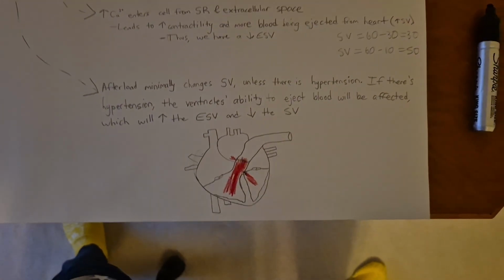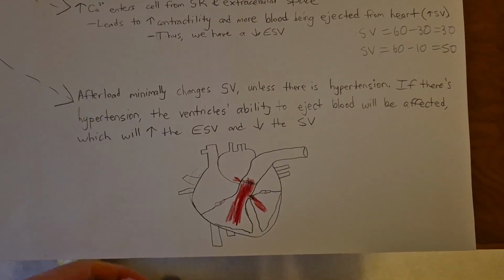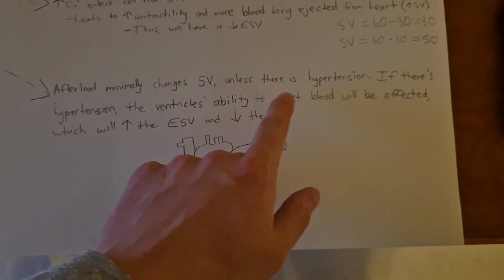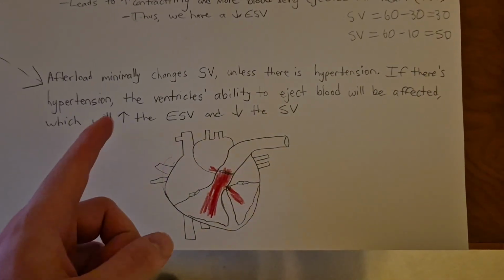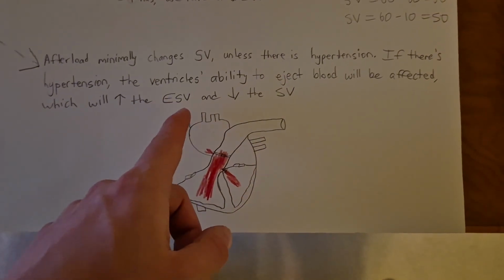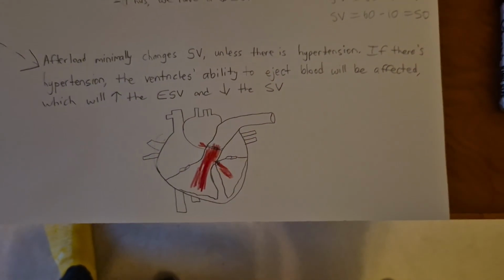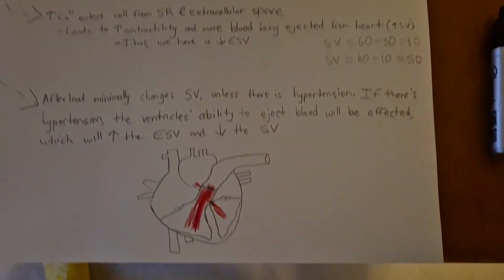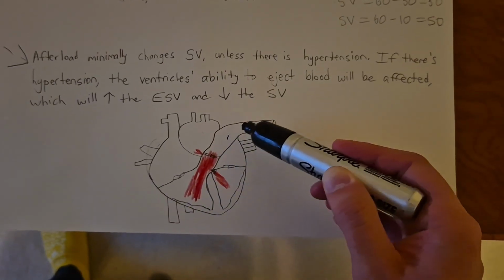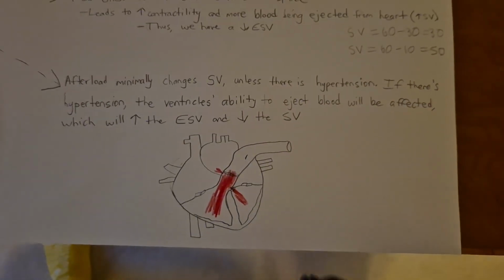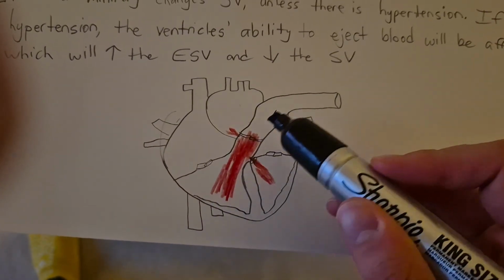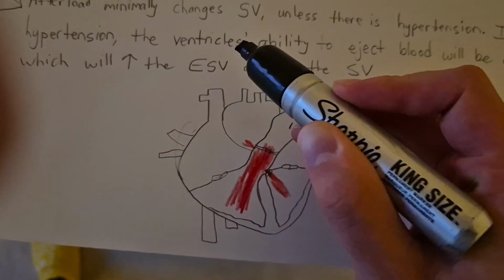So the way that the afterload can affect the stroke volume is that, first and foremost, it's minimally going to change the stroke volume, minimally going to have an effect, unless there is hypertension present. If there's hypertension, the ventricle's ability to eject blood will be affected, which will increase the ESV and decrease the stroke volume. So what is hypertension? Well, hypertension is the amount of pressure that the ventricles have to overcome to eject blood through the pulmonary artery and through the aorta.